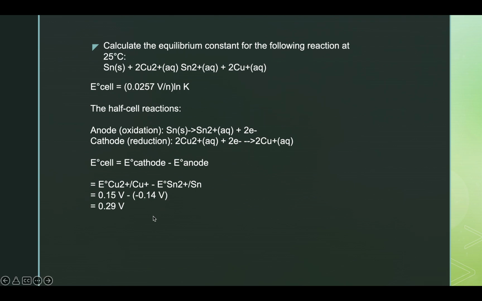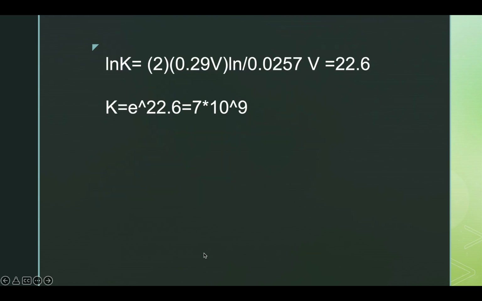Subtracting gives you this answer, and then you plug it into the actual equation, which is ln K equals nE divided by 0.0257 V. You're basically using the same equation, you just swapped it around. Like I mentioned before, in the overall reaction, I find n equals 2, just 2 electrons. Then to finish off this calculation, you plug in values. ln K equals 2 times 0.29 volts, which is what you calculated, divided by 0.0257 V, which gives you 22.6.